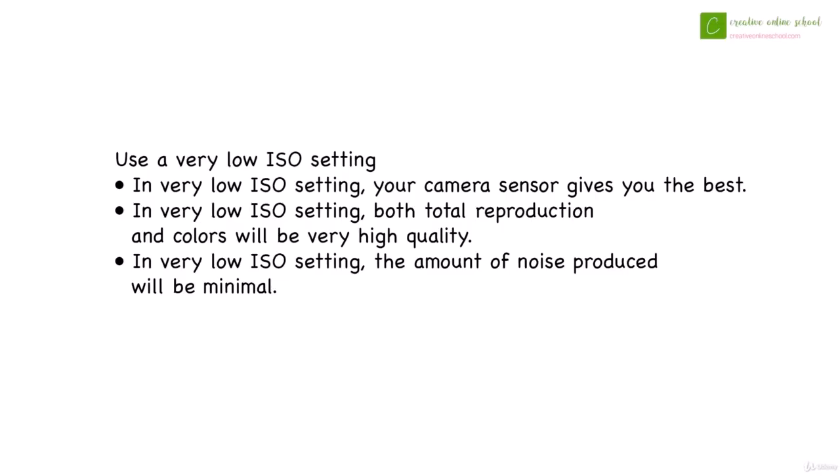Noise issue. Use a very low ISO setting. At a very low ISO setting, your camera sensor gives you its best. For example, ISO 100. At a very low ISO setting, both tonal reproduction and colors will be very high quality. At a very low ISO setting, the amount of noise produced will be minimal. To control exposure at low ISO, use a tripod.